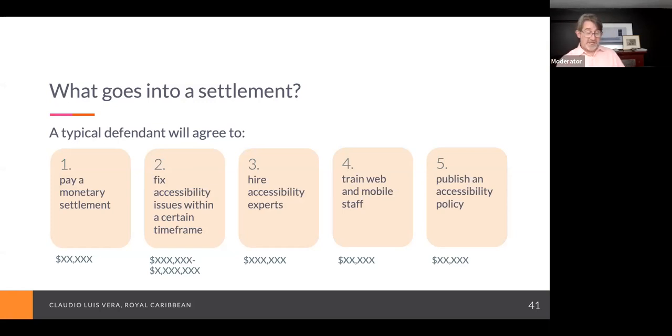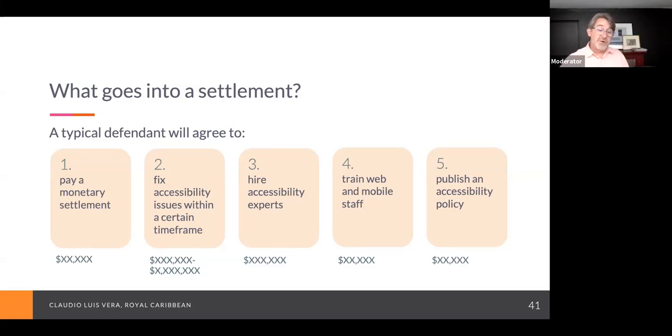The settlement's going to say you need to hire accessibility experts. So chances are you're either going to bring somebody in-house full-time, or you're going to hire somebody from the big accessibility consulting firms. These guys are growing fantastically. Even in spite of this big recession that we have, they're still hiring. So there is enough work to go around for those accessibility experts.